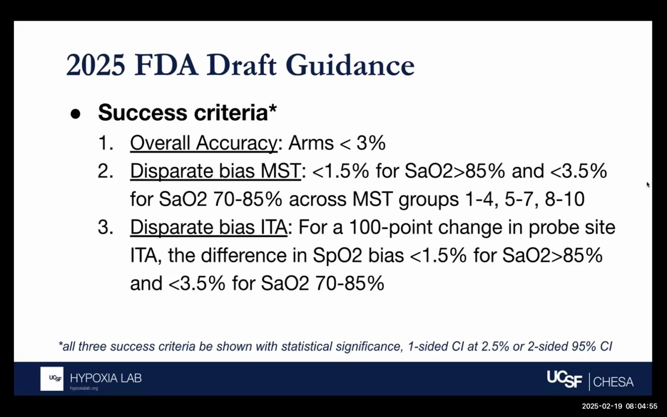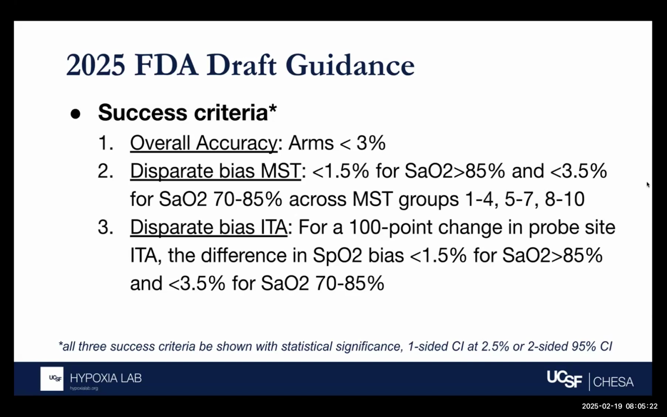Disparate bias with Monk skin tone scale and disparate bias for ITA, those are both new. And so now there is a requirement to do an analysis of disparate bias across the MST groups with these different performance cutoffs. So less than 1.5% difference between groups in the higher saturation range, above 85%, and less than 3.5% difference between groups in the light to dark group in the 70 to 85%.